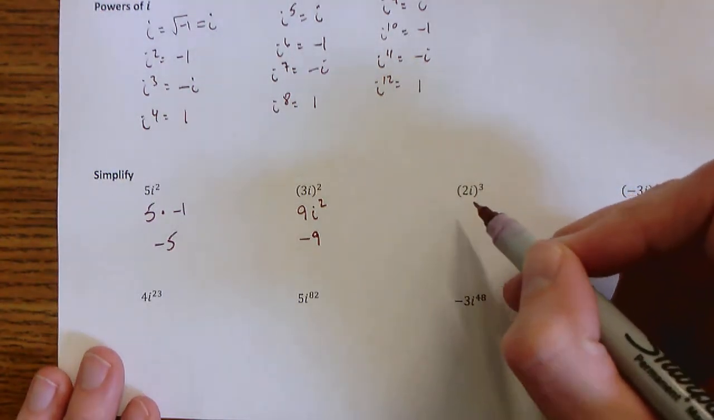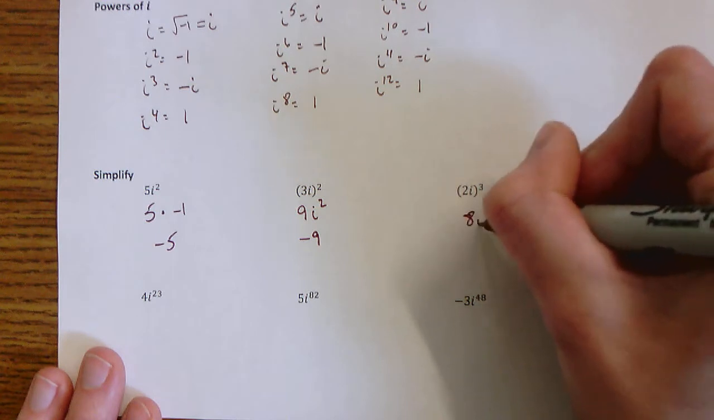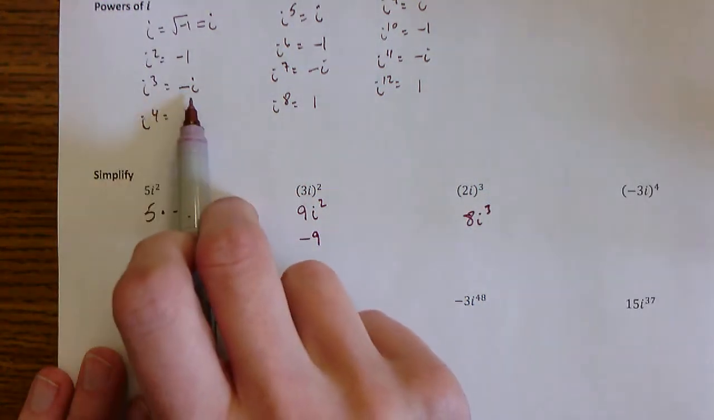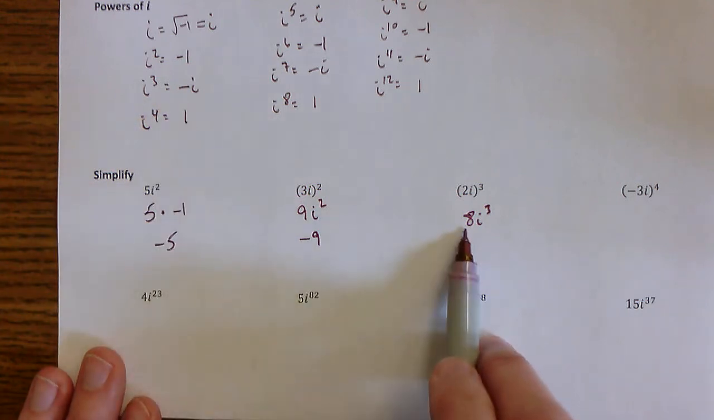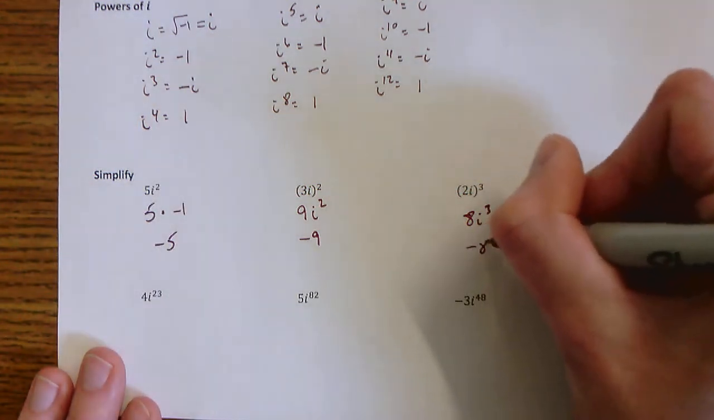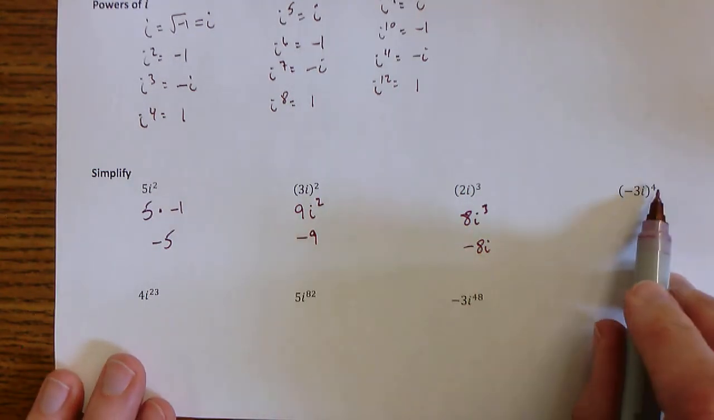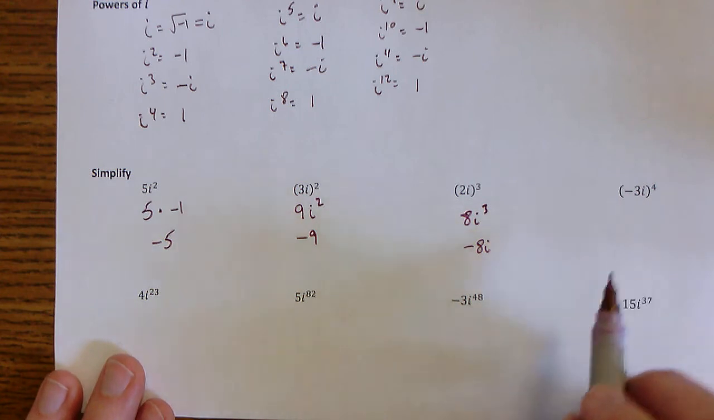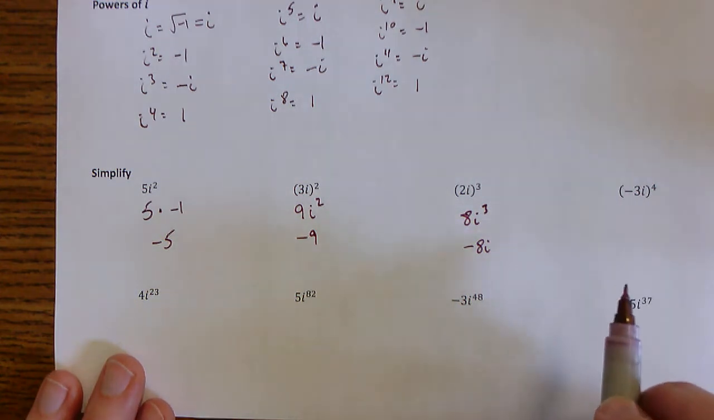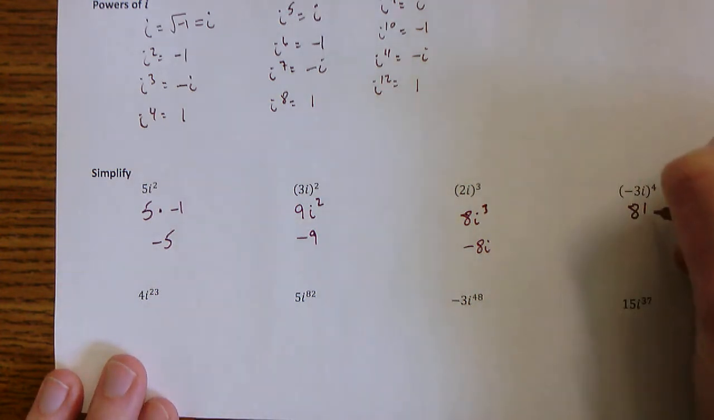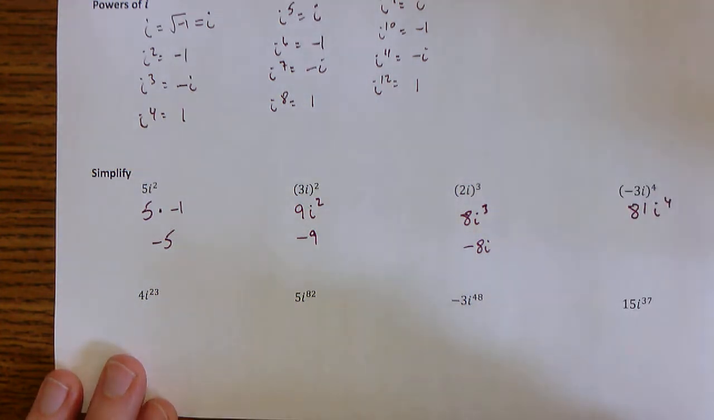2i to the third, 2 times 2 times 2, 8, not 6. Be careful about that. And then i to the third, that's in our list. That's negative i. So 8 times negative i, negative 8i. All right, this guy over here, so negative 3 to the 4th power. So 4 negatives, that's going to work out positive. 4 threes, that's 9 and 9. So that's 81, right? So that's 81 i to the 4th. And i to the 4th is just 1. So that's 81 times 1, 81.